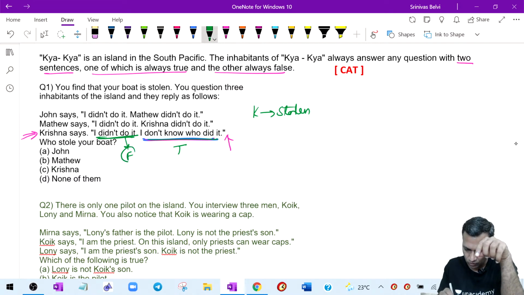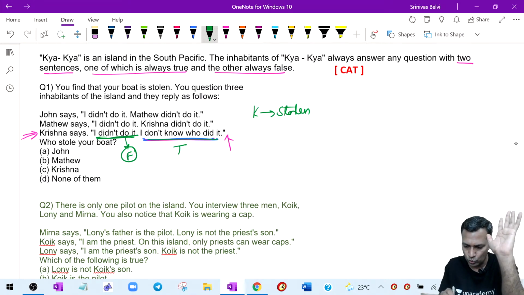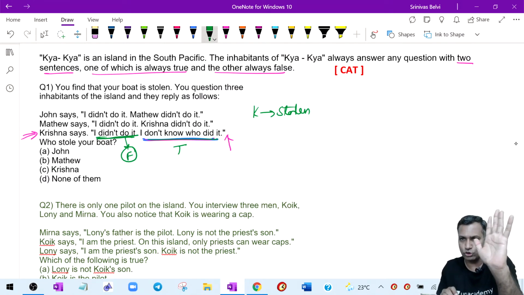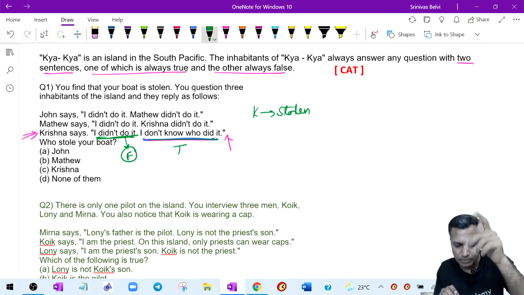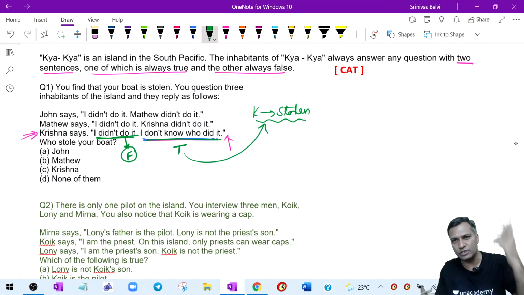So if you think it is false, assume that you are not suspecting Krishna. Krishna, you are a nice fellow. You have not stolen the boat. Okay, "I didn't do it." Let's say he's saying that I didn't do it. So rather, I'll make the opposite assumption, saying that I suspect Krishna. I said that Krishna, you have stolen it. If Krishna has stolen it, therefore this particular statement is false. If this statement is false, then this should be true. What is the true statement? "I don't know who did it." Why? You yourself have stolen, right? You yourself have stolen. How do you say that, do you have a memory problem or something? Saying that, okay, "I didn't do it."